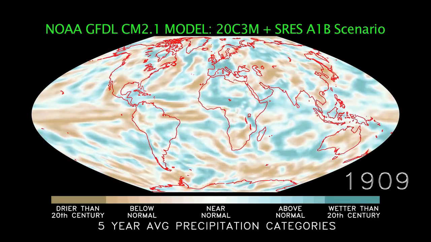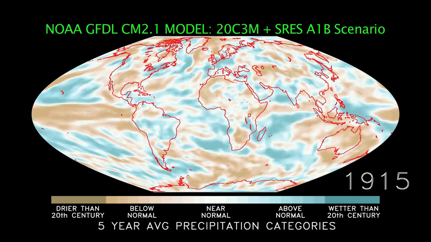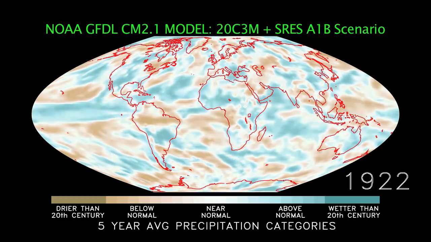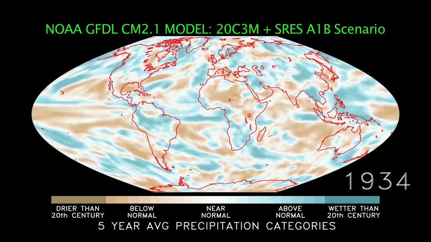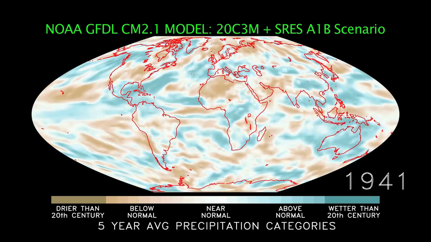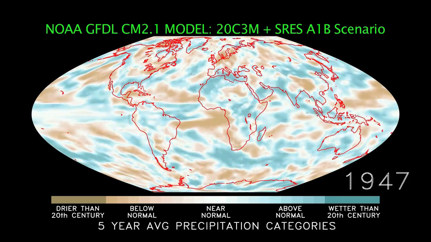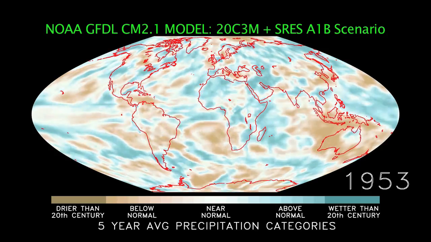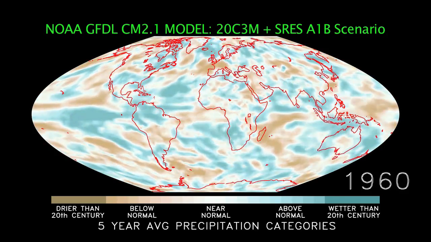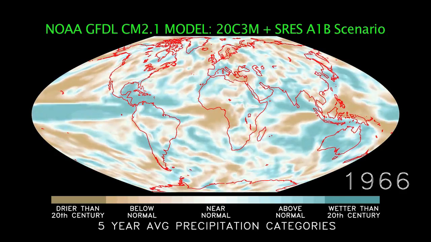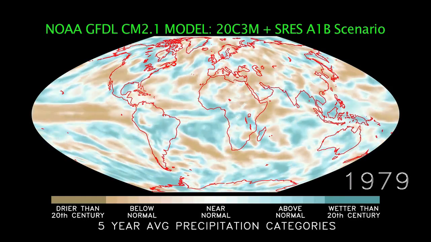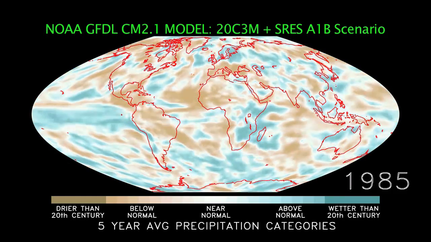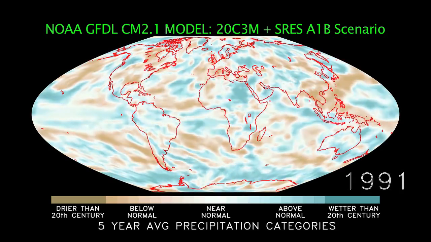This animation shows a computer climate model projection of how precipitation amounts could change during the 20th and 21st centuries. To create the animation, we first consider the model simulation of 20th century precipitation at each location. We rank each 5-year period as having above normal, normal, or below normal precipitation. Drier periods appear as tan. Wetter periods are colored in turquoise shades.